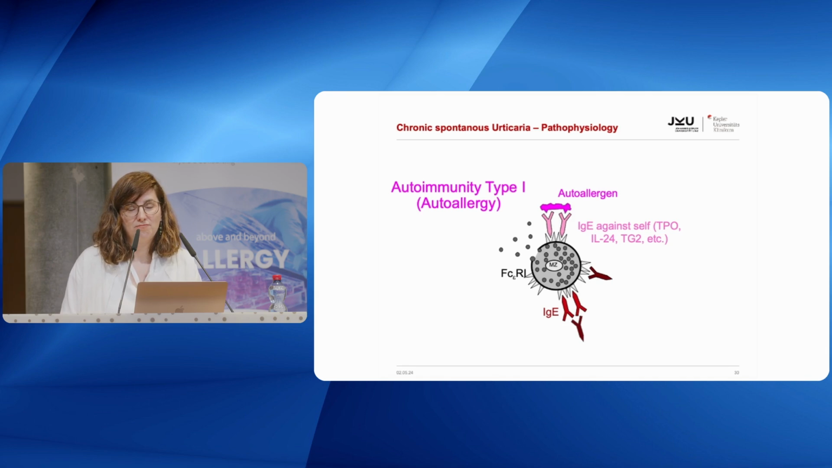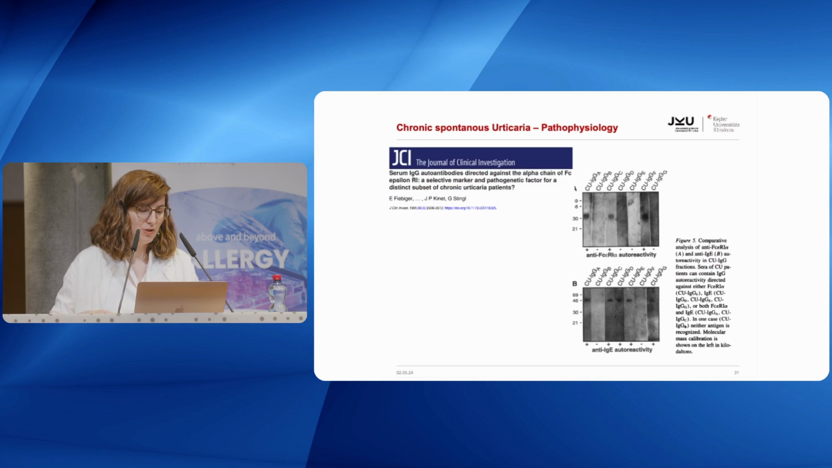But this is not detectable in all patients, and there must be something else happening in the patients. And when we look back about 30 years ago, a group in Vienna has described that patients with urticaria can have IgG autoantibodies that are directed against the alpha chain of the high affinity IgE receptor or to IgE themselves. Unfortunately, although this is 30 years ago, there is still no commercially available ELISA or any sort of method how you could really detect these antibodies.